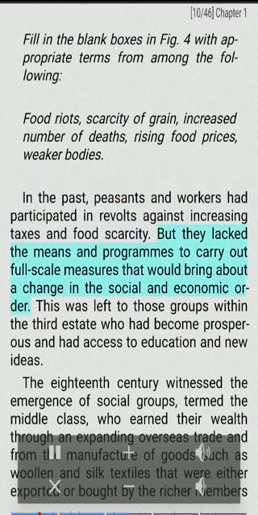In the past, peasants and workers had participated in revolts against increasing taxes and food scarcity. But they lacked the means and programs to carry out full-scale measures that would bring about a change in the social and economic order.